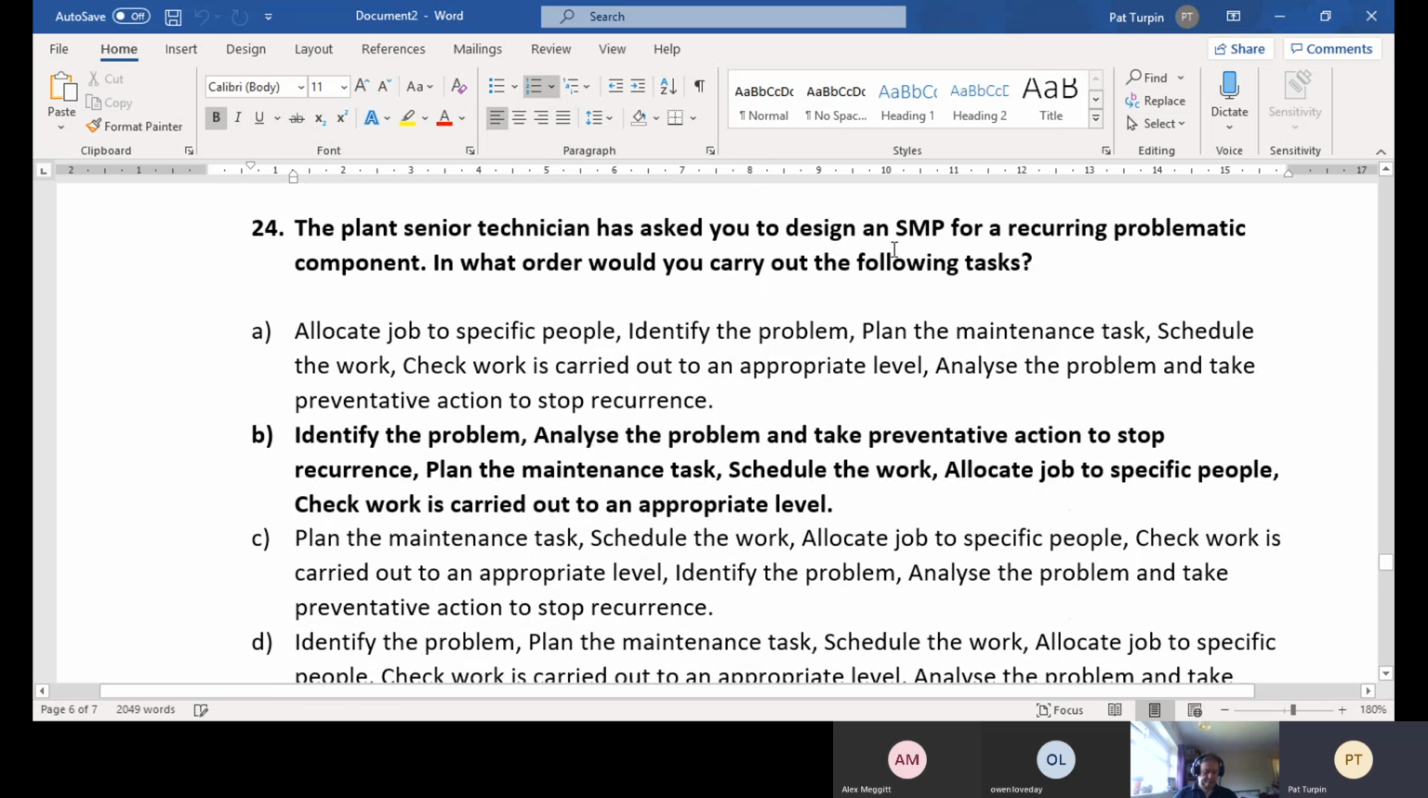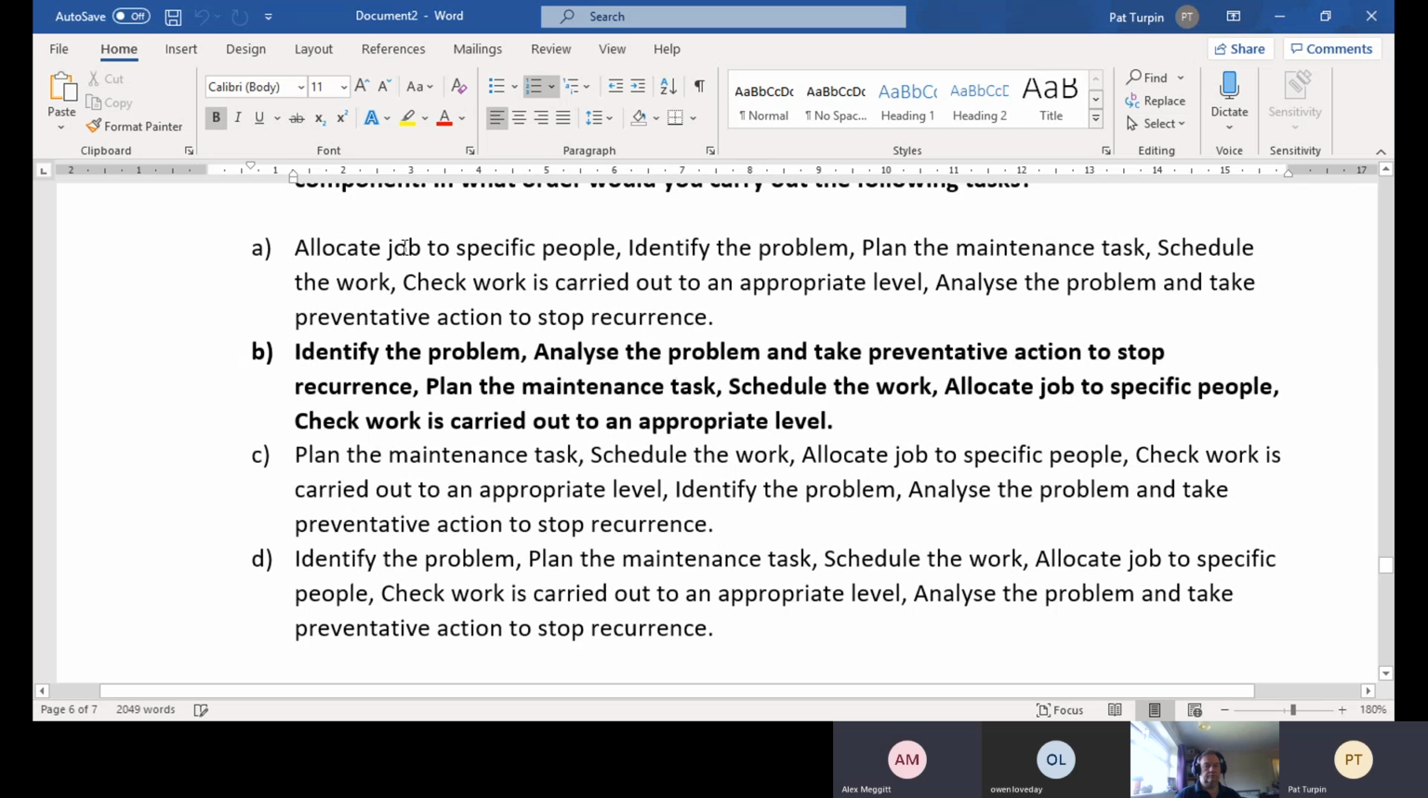Okay, plant senior technician has asked you to design an SMP for a recurring problem. In what order will you carry out the following tasks? Well, you can't allocate the job to people without identifying it. So to start with there, you could suggest B and D. So you're going to identify it. The answer, obviously, is identify it, analyse it, and take preventative action. In the other one, it's saying, well, plan the task. Well, you can't, can you? You need to analyse it first. We've all agreed on that. So it comes down to B. A lot of this, on the mechanical side, is a bit of common sense and savvy, isn't it?